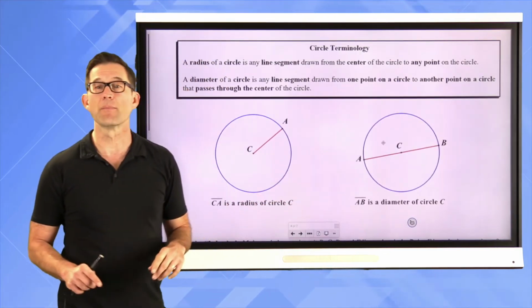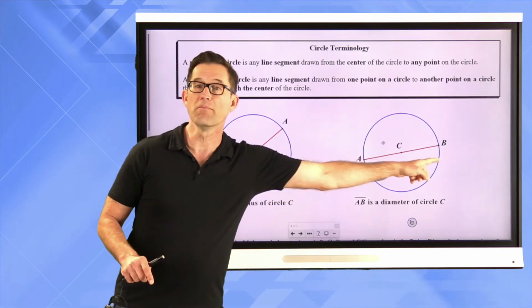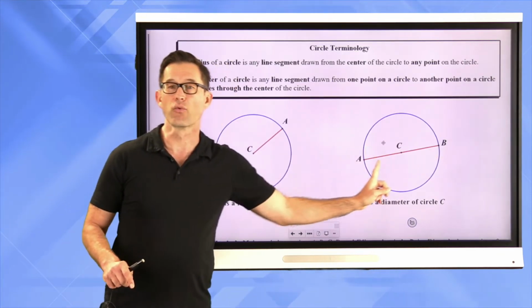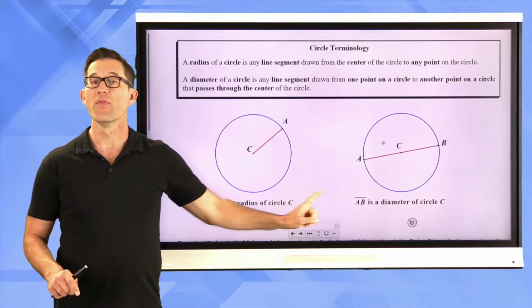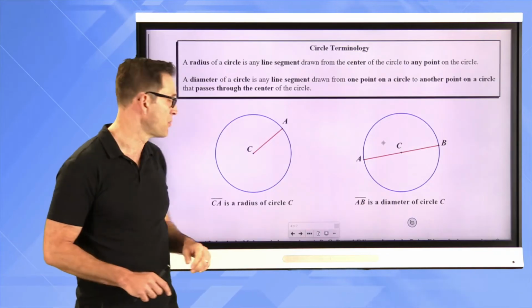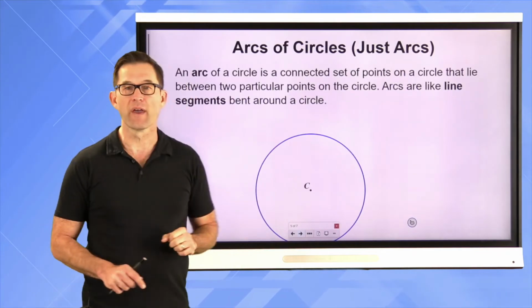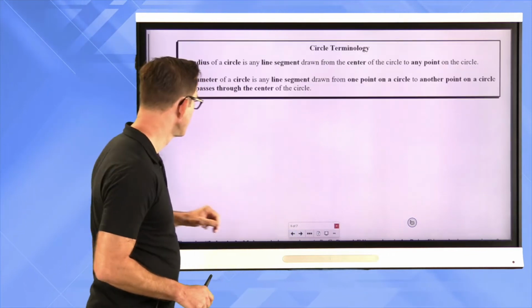And so it looks something like that. So if I've got point A lies on the circle, point B lies on the circle, and I draw that segment in and it happens to pass through the center, then AB is a diameter of circle C. Simple enough, right?